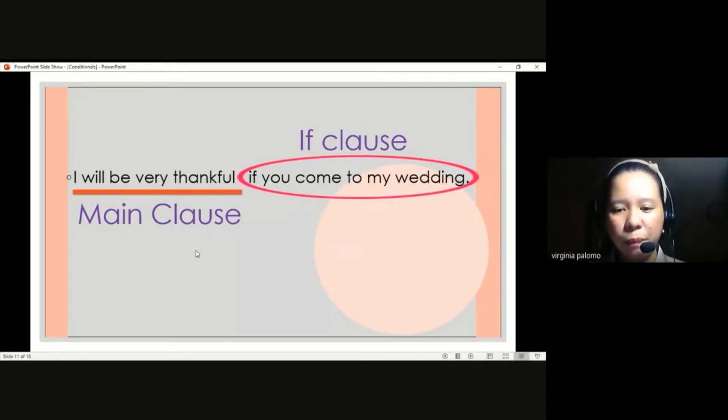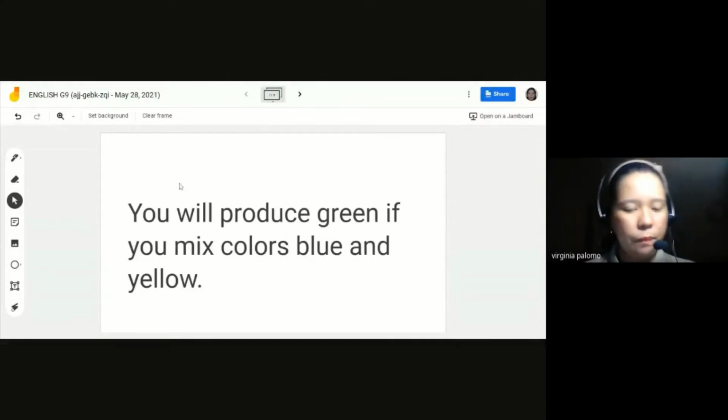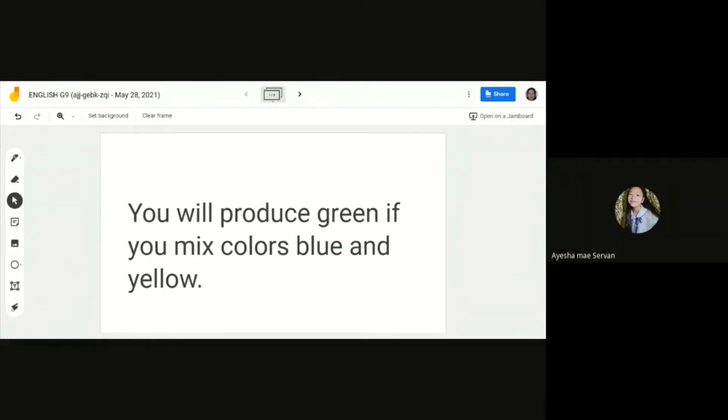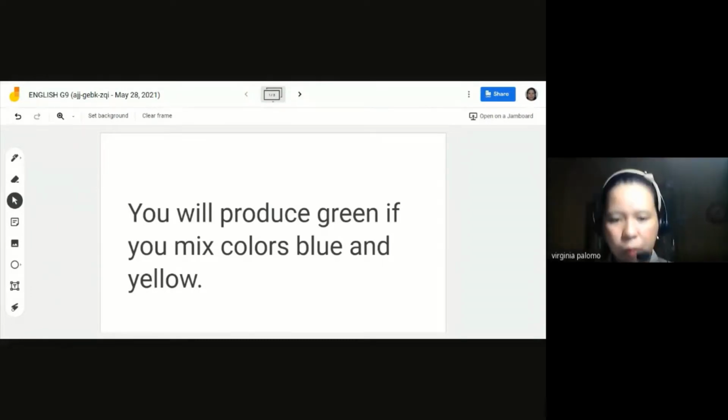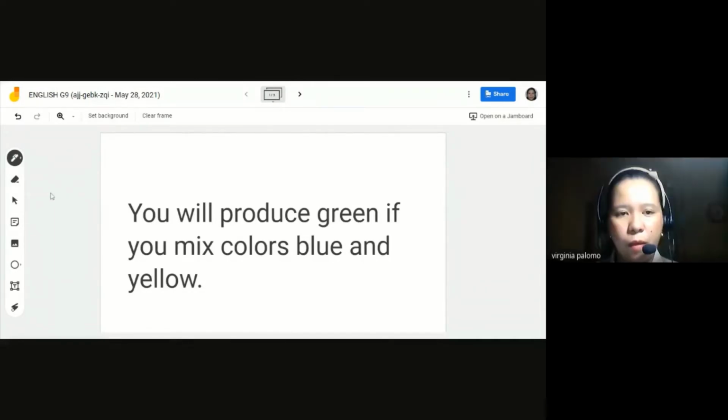All right. Question? None po. All right, so let us try this activity. Okay, Ayesha, you're going to read the sentence first and then identify the parts and then the verb tense. You will produce green if you mix colors, blue and yellow. You will produce green is the main clause, and the if clause is if you mix colors, blue and yellow. Okay, so can you underline or circle it?